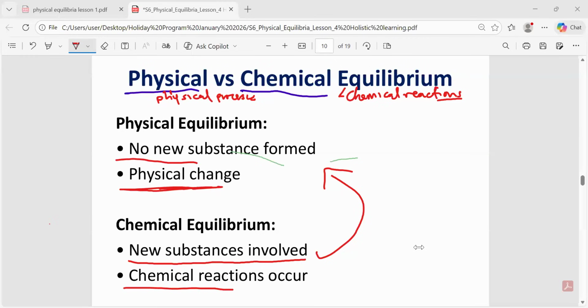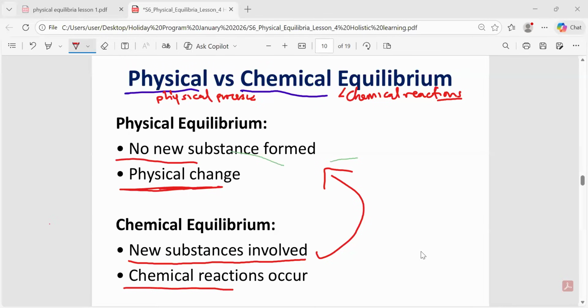Oh, thank you, sir. I think they're reversible. Yes, they are reversible, because the reactants can form products and then the products can again form the reactants.